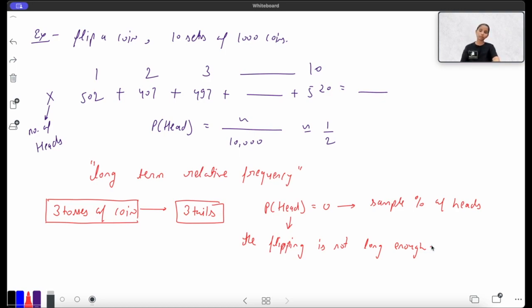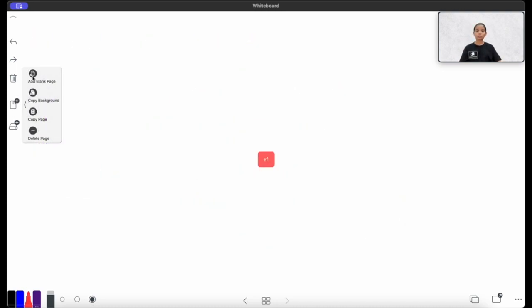Now let's see the next thing, that is the axiomatic view of probability.